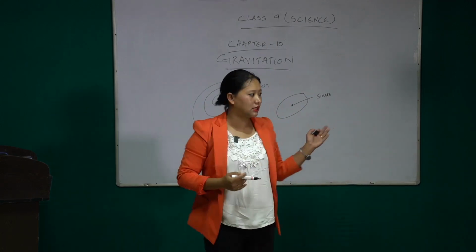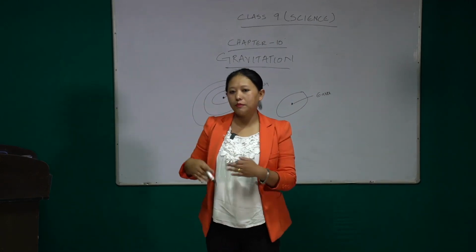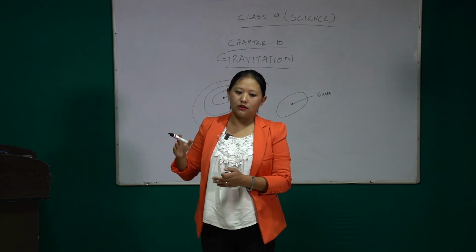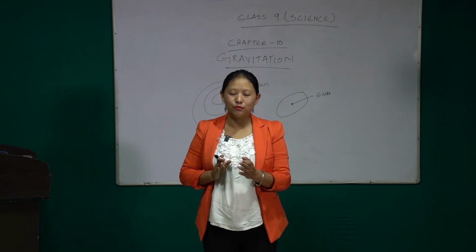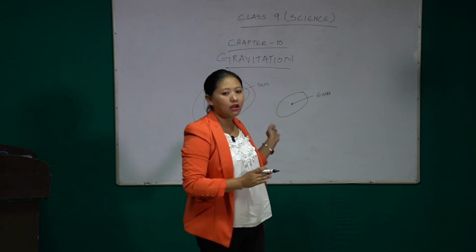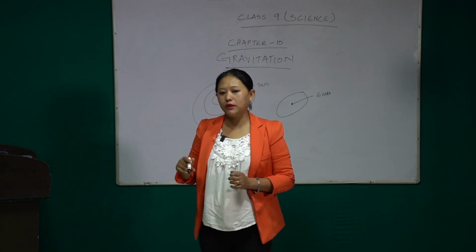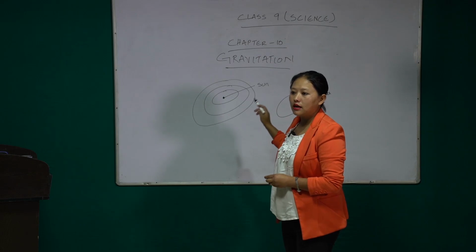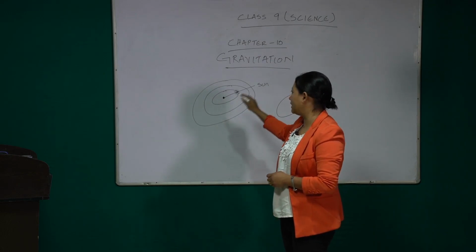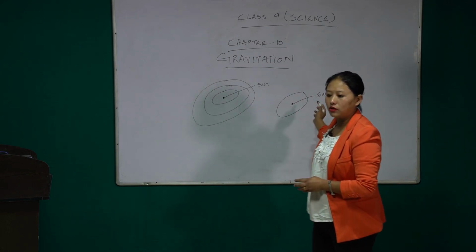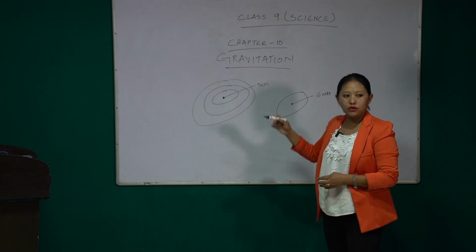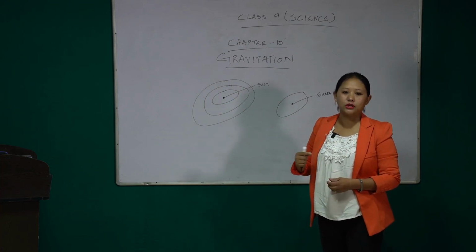That means even in this case, the earth and the planets could have just moved in a straight line, but why are they moving in a circular orbit? There must be some force acting on the planets and on the moon, because of which they are attracted towards the sun and the earth.